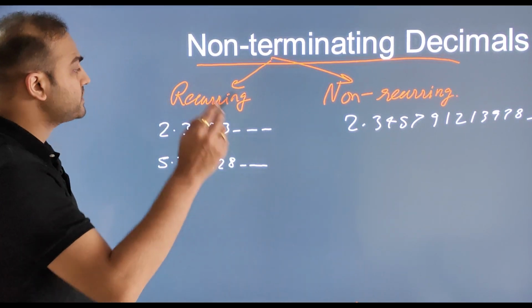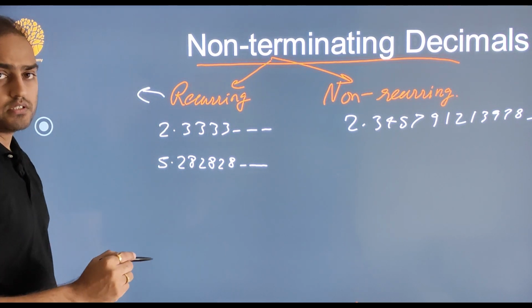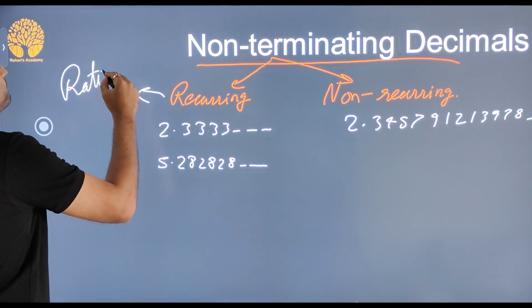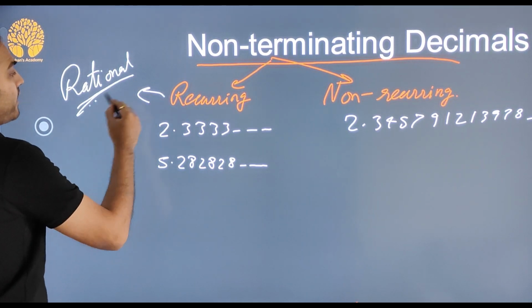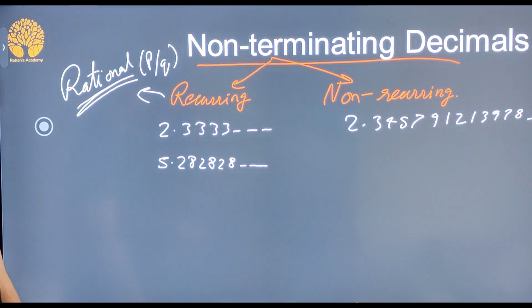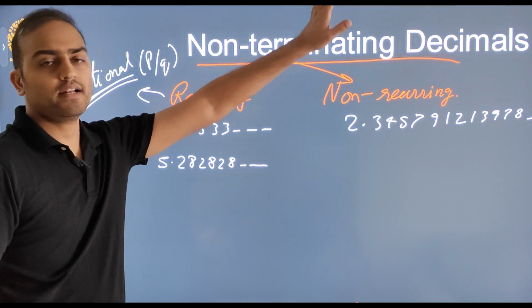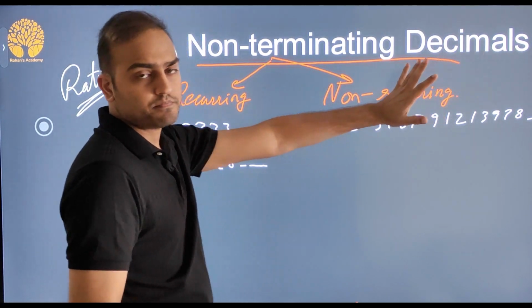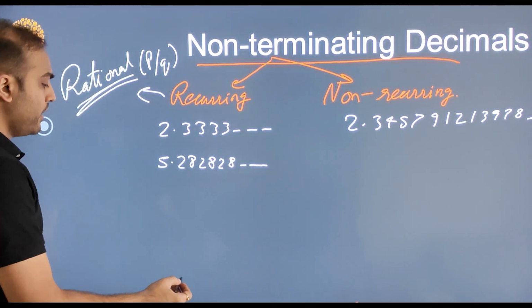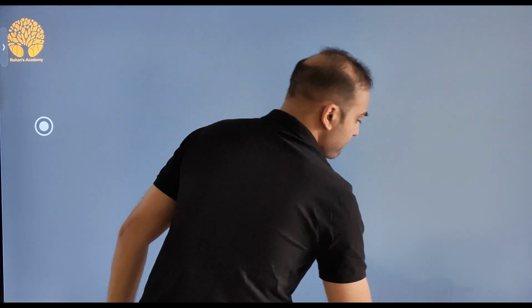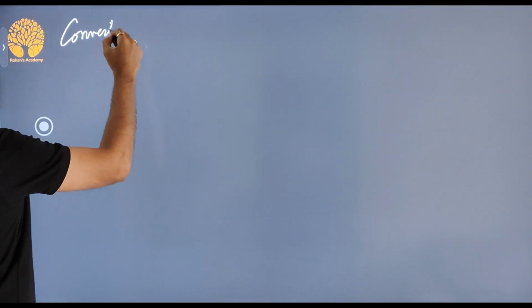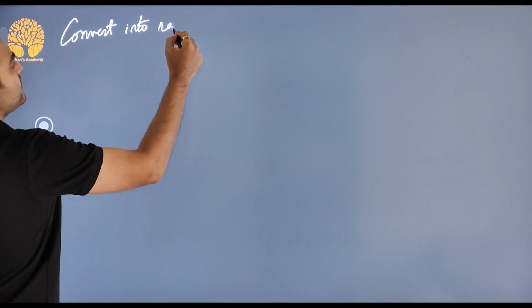Now as we have discussed before, recurring non-terminating decimals are rational numbers. That means they can be written in p by q, which is your fraction form. Non-recurring are irrational, they can't be written in p by q form, they are written as is. So let's learn how to convert them into rational numbers.